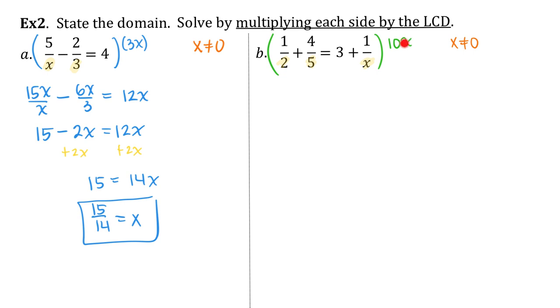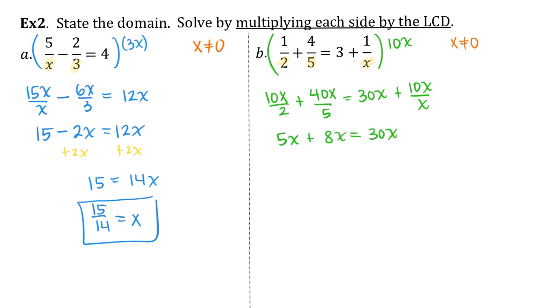Okay, I'm going to distribute to everything. 1, 2, 3, all 4 terms. So for the first one, 1 times 10x is 10x, but it's over 2. 4 times 10x is 40x, but it's over 5. 3 times 10x is 30x. 1 times 10x is 10x over x. Now, if we've done it right, the fractions will go away. Okay, our fractions are gone, so now we're just going to solve it in whichever algebraic way you see.